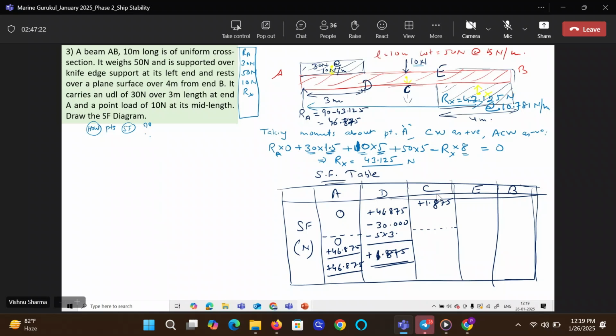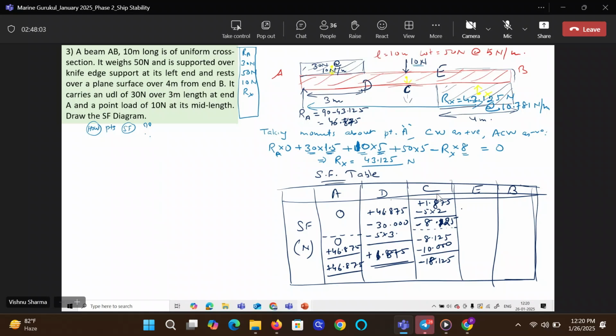Guys, what is the change up to left of C? Because C is divided into two. Minus 5 into 2, the weight of the 2 meters of beam, right? Yes, sir. So minus 10. This becomes minus 8.125. We carry forward minus 8.125 and then we have minus 10, the point force, making it minus 18.125. Correct, class? Yes, sir.